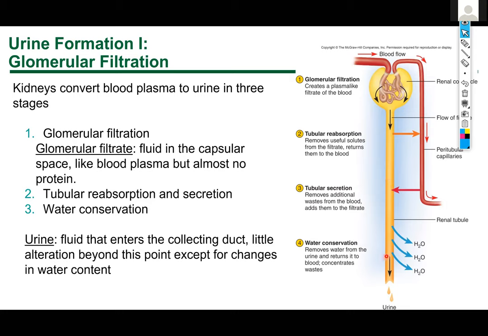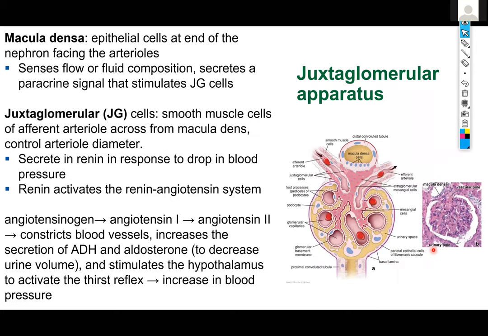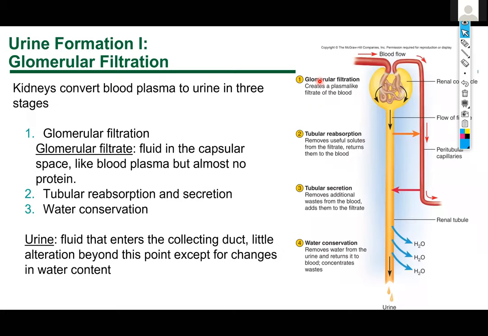Then we get into the loop of Henle, where water is leaving on the descending limb in the thin area. And that's where the drawing I just made for you comes into play. So I mentioned the macula densa. The macula densa is part of a structure called the juxtaglomerular apparatus, which diagram? This one back here?